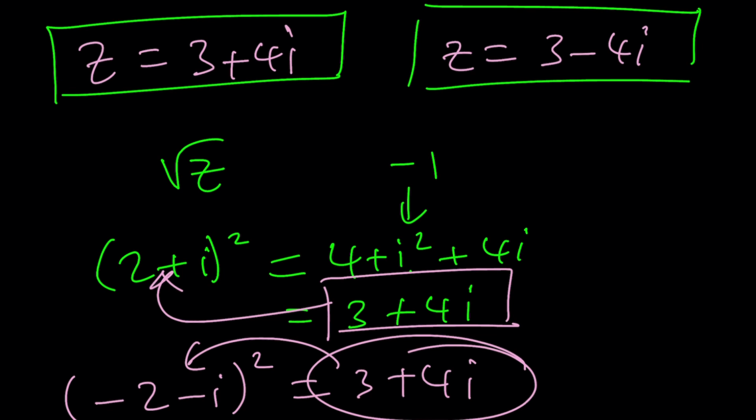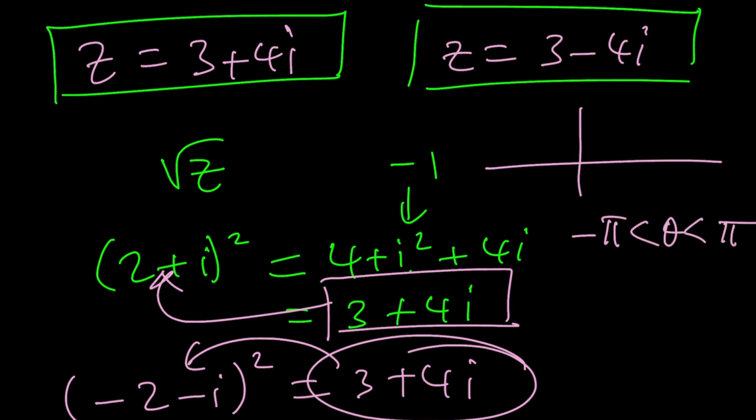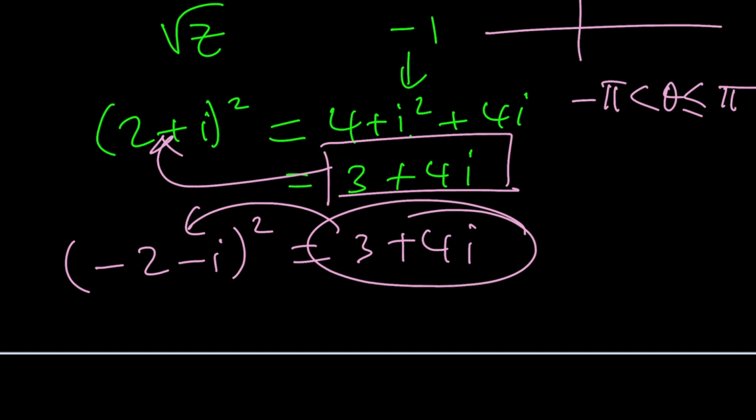And of course, that will have, I think, an argument between negative theta and theta, and one of them is not included. I think this one is included, something like that. But the idea is you have to be picky, and when you say, for example, that the square root of 16 is 4, right?